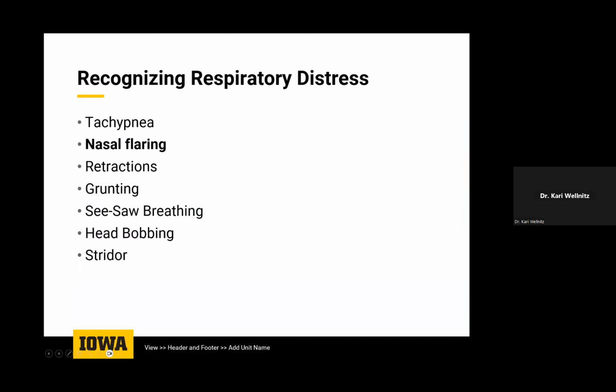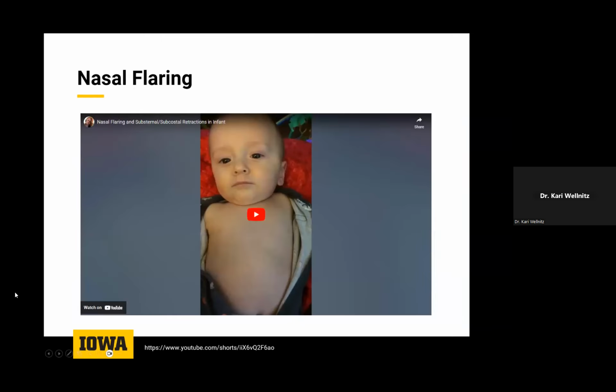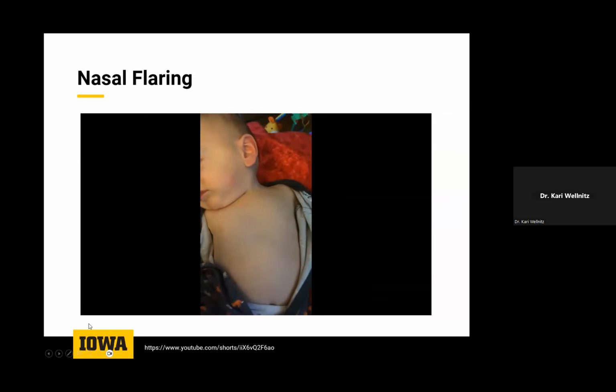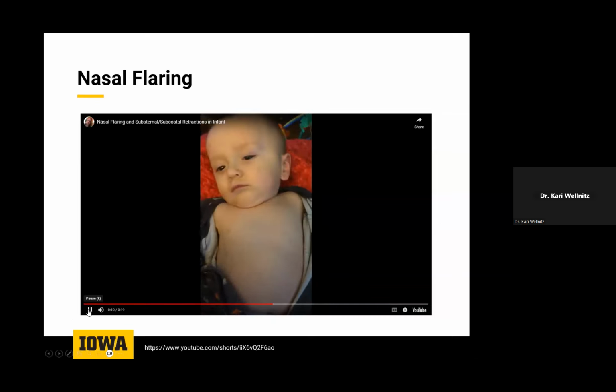Let me advance the slide. Onto nasal flaring. Nasal flaring is a way to increase the size of the upper airways. And as you can see, this little guy is doing that to try to get a little bit more air moving in.